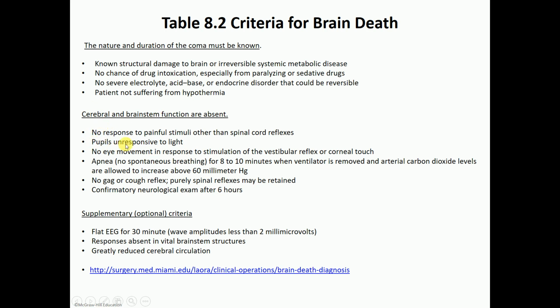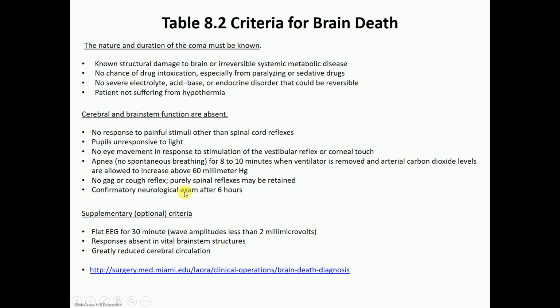A couple of ways. The pupils do not respond to light anymore. There's no gag or cough reflex. There's apnea. So if you remove the ventilator, there would be apnea, which means that the patient does not start breathing on their own. And then there's an increase in the levels of carbon dioxide when, again, the ventilator is removed. You want to confirm that neurological exam every 6 hours before you can make that diagnosis of brain dead.